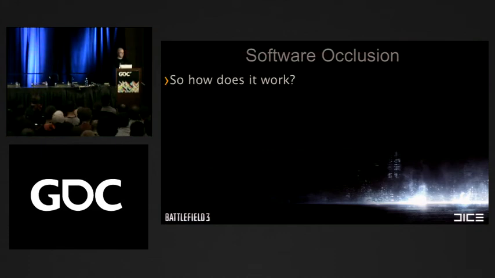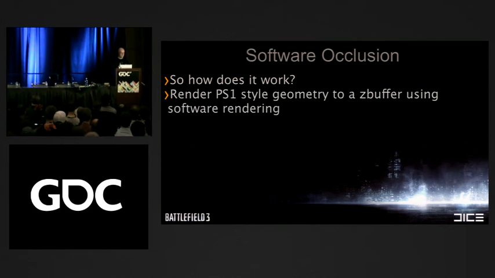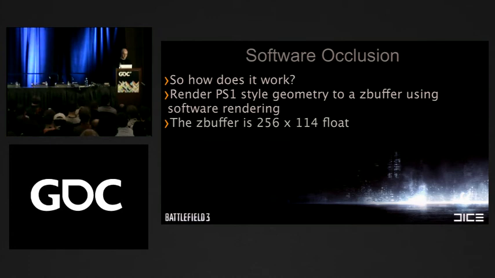So how does the software occlusion actually work? It's really simple. We render z-buffer style geometry to a Z buffer using software rendering. And software rendering is your typical scanline-based software rasterizer that you wrote long ago when you didn't have any GPUs. So that's pretty much what we use. Our target buffer is a 256 by 114 floating point Z buffer. So it's pretty low res, but it works really well for us.